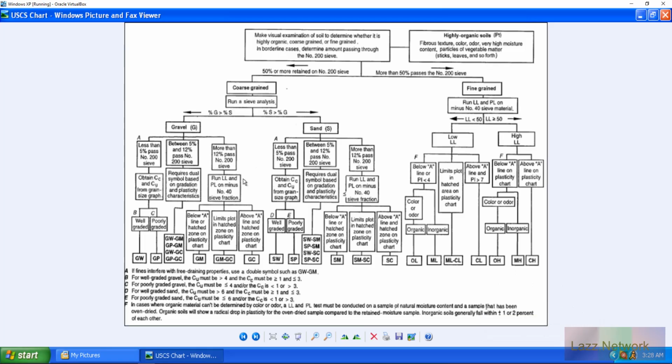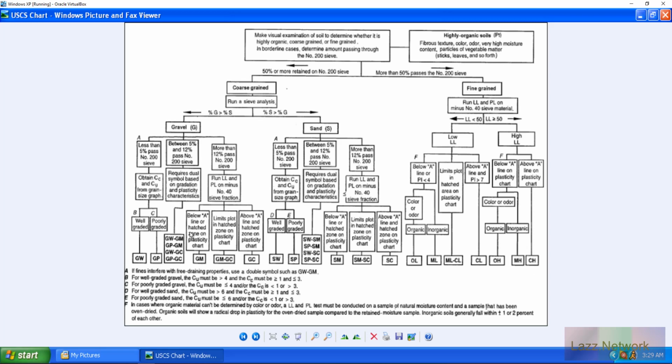Your LL is your liquid limit and your PL is your plastic limit. Usually when you do that, you test it on material that's less than the number 40 sieve. Then you run your Atterberg limits, and depending on how it plots is going to depend where it's going to go for your classification.